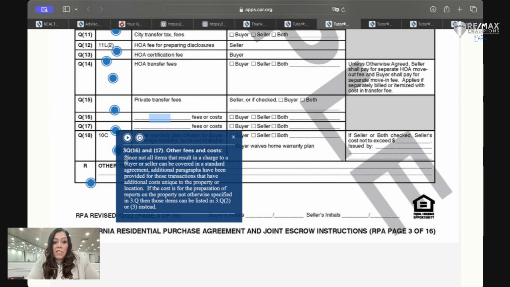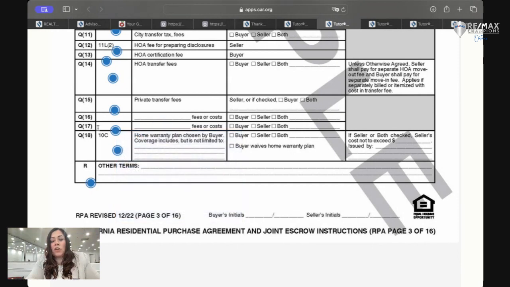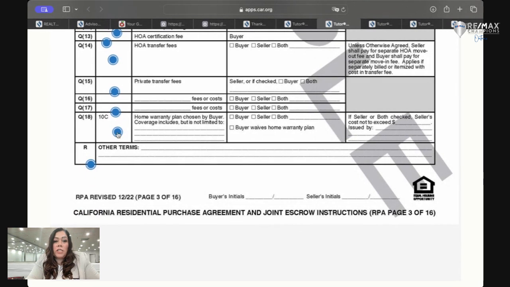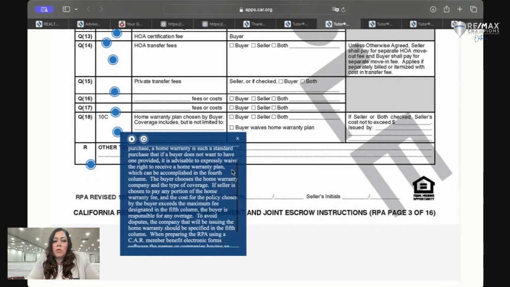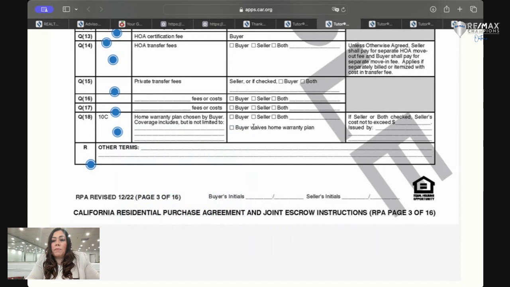Since not all items that result in a charge to the buyer or seller can be covered in a standard agreement, additional paragraphs have been provided. So that's what Q16 and 17 are. So if you have an administrative fee, a TC fee, or any other type of fee, that's where that would go. Home warranty plan chosen by buyer, coverage includes, but is not limited to. So here is where you would write in who's paying for the home warranty, or are they waiving the home warranty? And if the seller or both check seller's cost not to exceed. So how much are you asking, and what company are you asking?